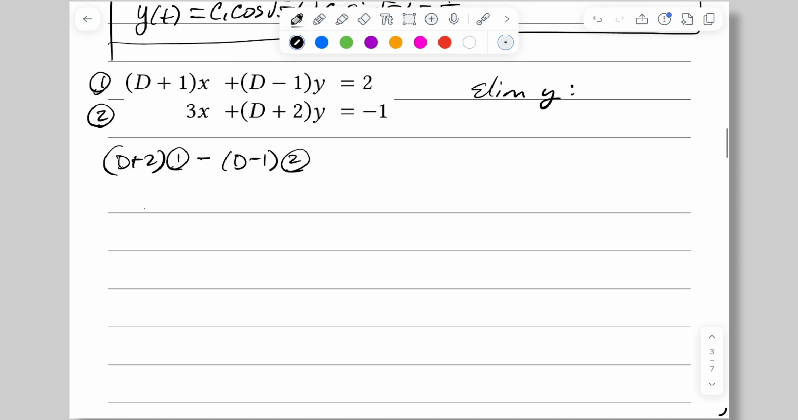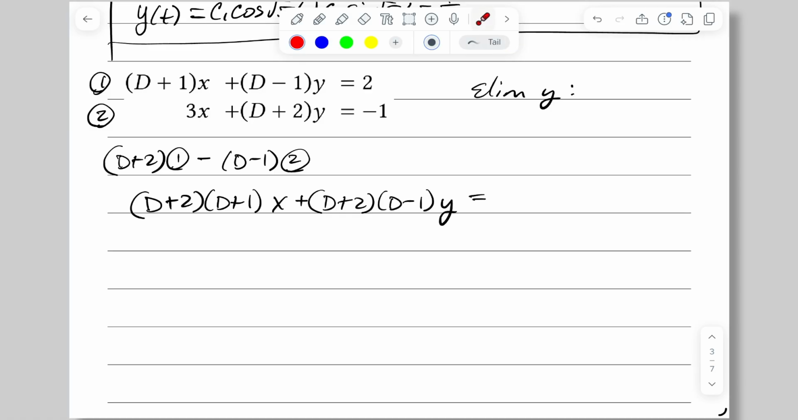Applying these operators looks like (d plus 2)(d plus 1) acting on x plus (d plus 2)(d minus 1) acting on y is equal to (d plus 2) acting on 2. Now remember that d is the derivative, and the derivative of 2 is 0, so really this just becomes 2 times 2, so the right hand side is just 4.